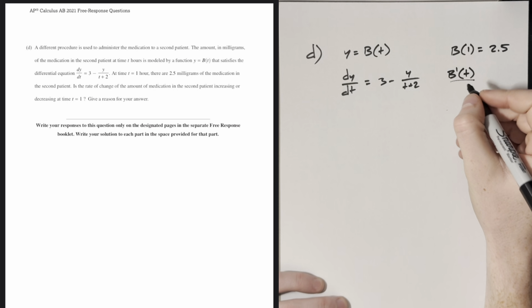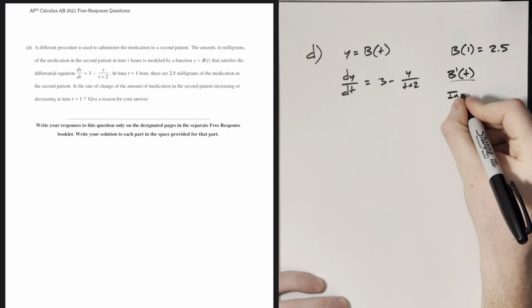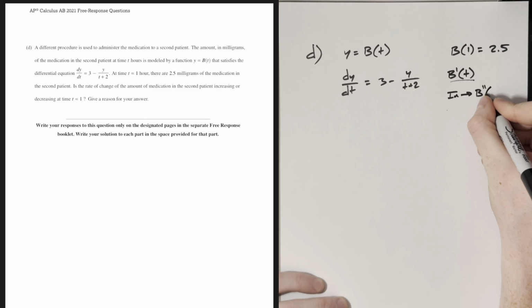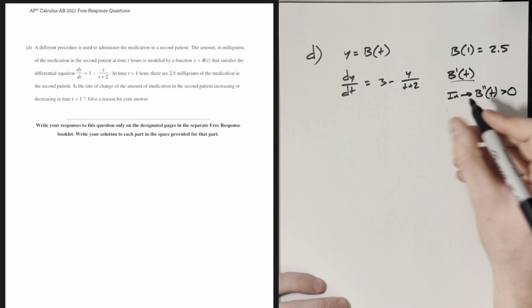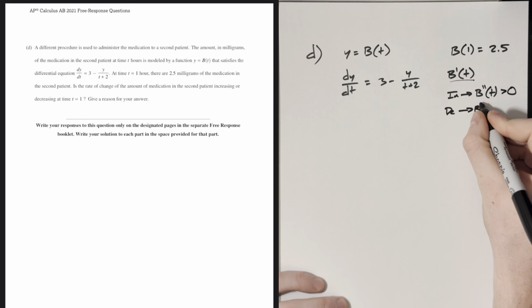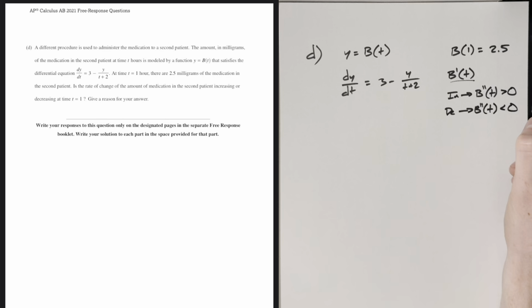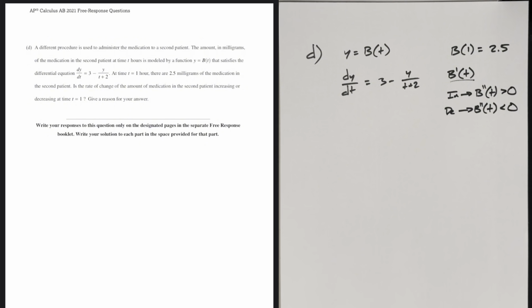For a function to be increasing, its derivative has to be positive. The derivative of b prime is b double prime of t. So b double prime of t would have to be greater than 0. For it to be decreasing, just the converse is true: b double prime of t would have to be less than 0. So I need to find the second derivative of this function at the point.